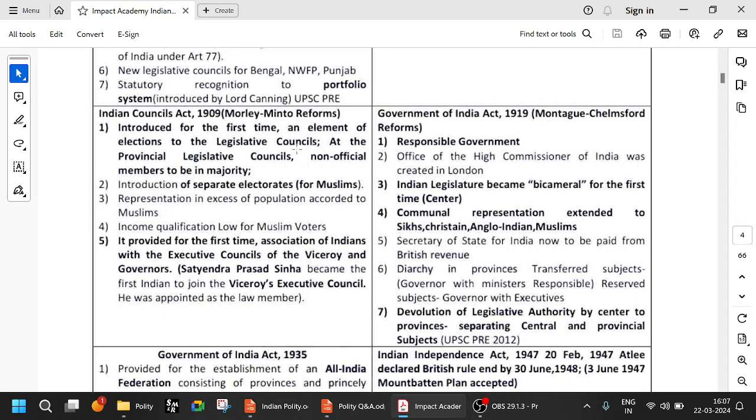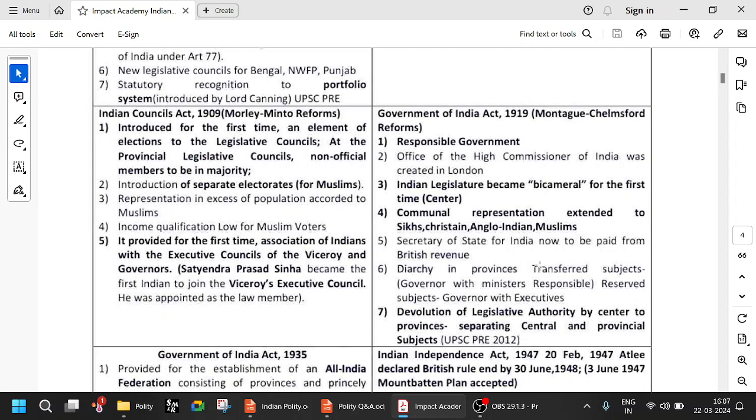Communal representation means immediately you have to remember 1909, and Lord Minto is called the father of communal electorate. That is one thing: separate electorate for Muslims, 1909. And that was extended. Frequently questions are asked in which act it was introduced. Then it is 1909. And in 1919, it was extended to Sikhs, Christians, Anglo-Indians and Muslims.